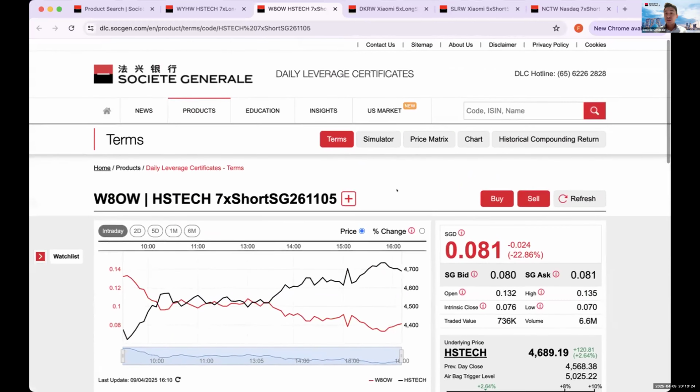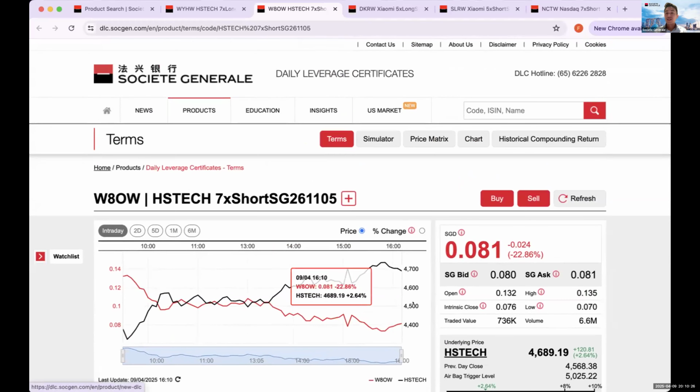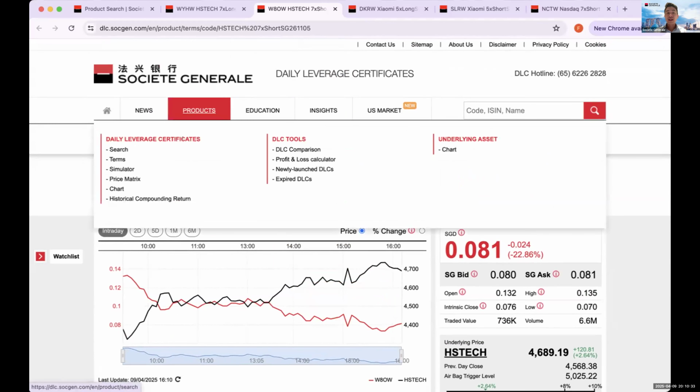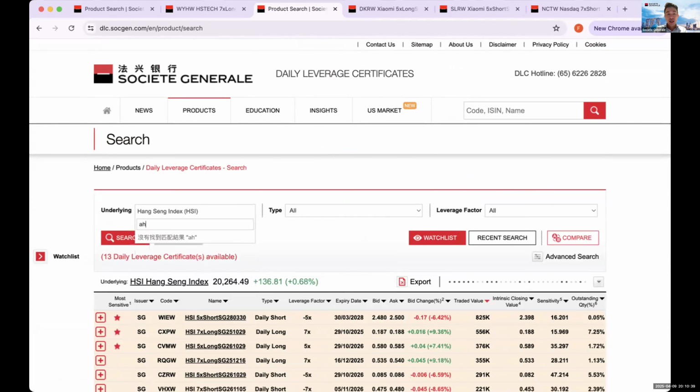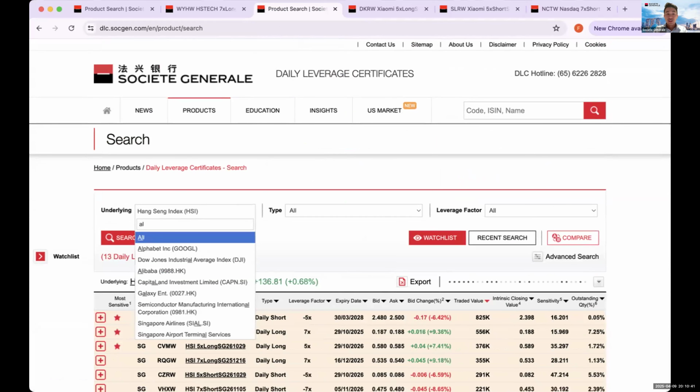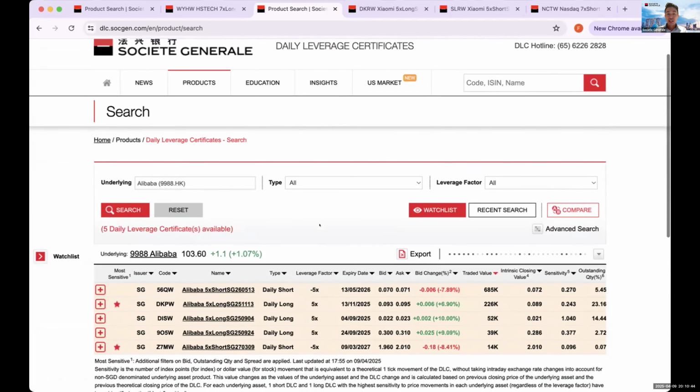Okay. So I've gone through a bit of the basics of the DLCs. How does it work? How do you track that underlying index with that 5 times, 7 times performance on a close-to-close basis? Let's look at how to select the DLC for your target exposure. I mentioned the Hang Seng Tech Index, right? Let's look at Alibaba, for example.